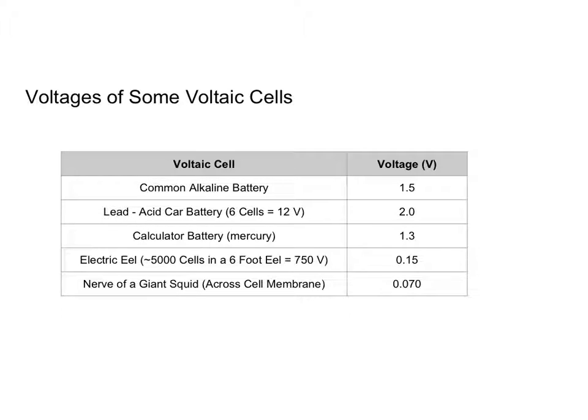The electric eel that you keep in your bathtub, each cell has about the ability to produce 1.5 volts. So a 6-foot electric eel has about 5,000 electric cells, so it can produce 750 volts. That's a lot. That is a, hey, how's it going in the morning when you step in the shower, if that's where you store your pet electric eel.